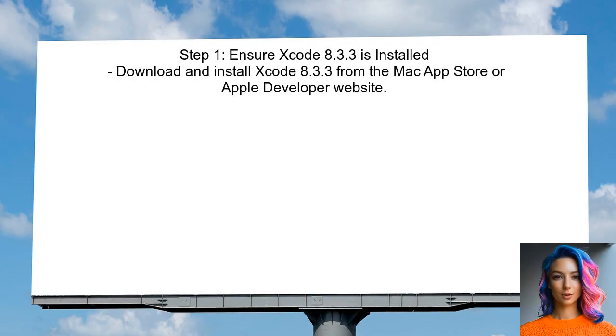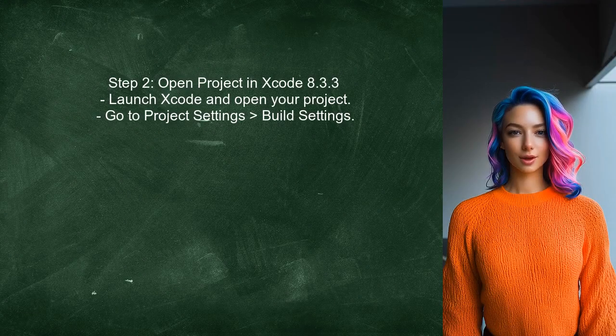To begin upgrading Swift from version 3.1 to 3.2, the user should first ensure that they have Xcode 8.3.3 installed. This version supports Swift 3.2 and is necessary for the upgrade process. Next, the user should open their project in Xcode 8.3.3. Once the project is open, they need to navigate to the project settings to change the Swift version.